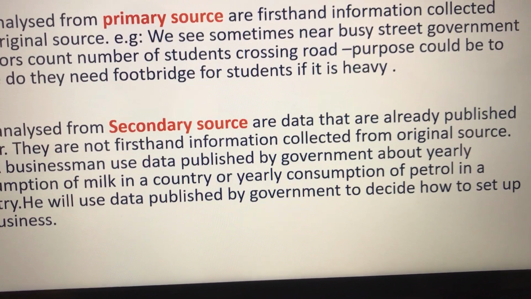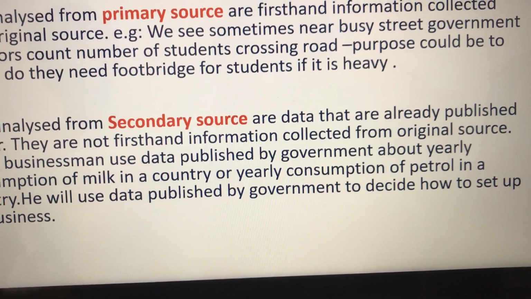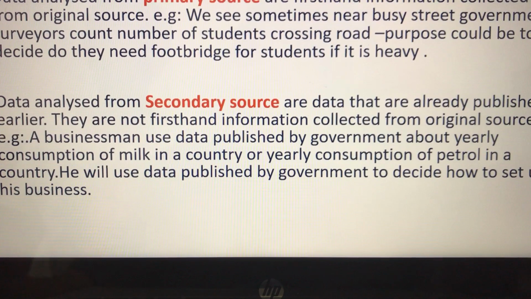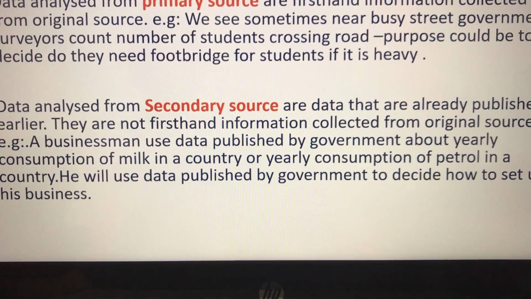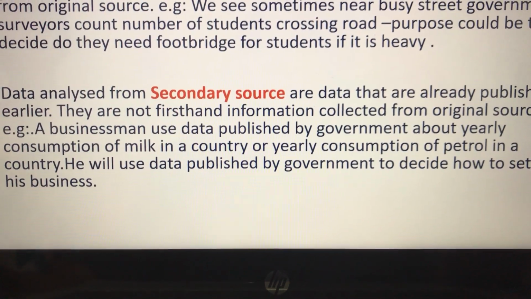Now when I say secondary data, please understand, I did not collect the original data about the petrol consumption. Government already collected it. I only use the published data for my purpose. So it is called secondary data.